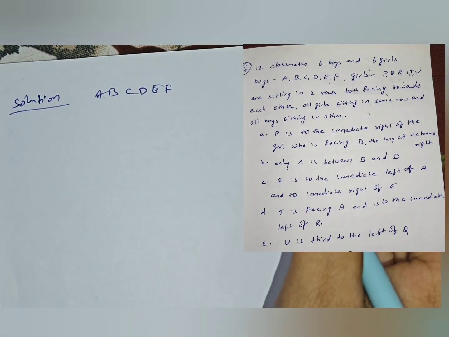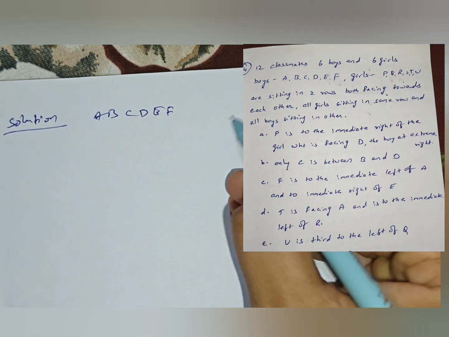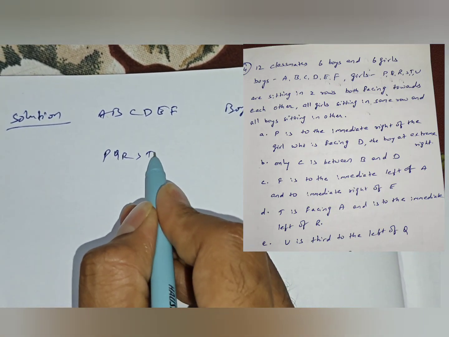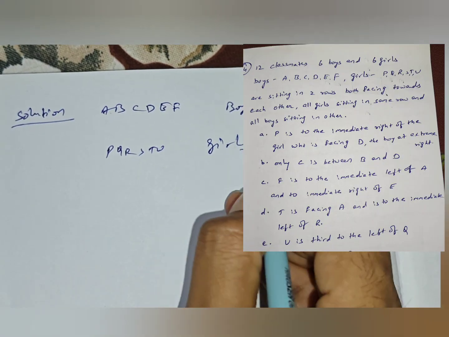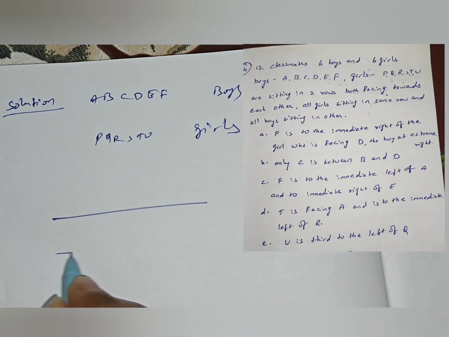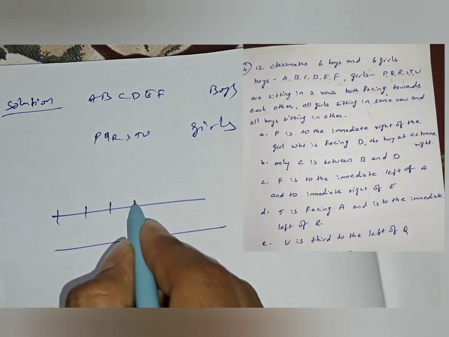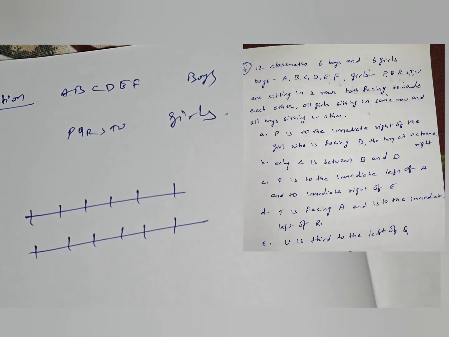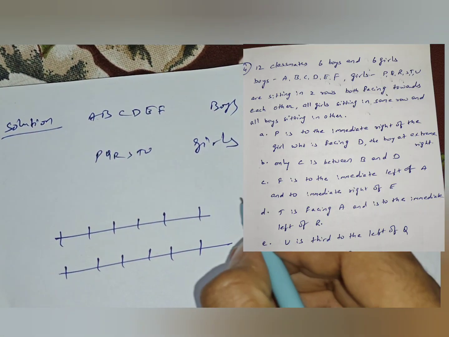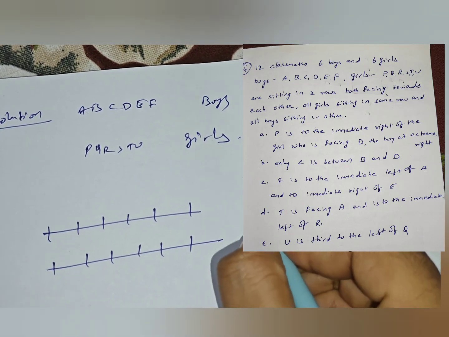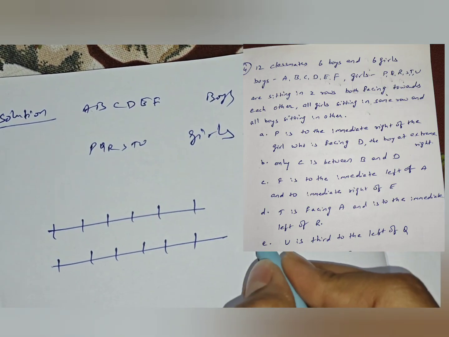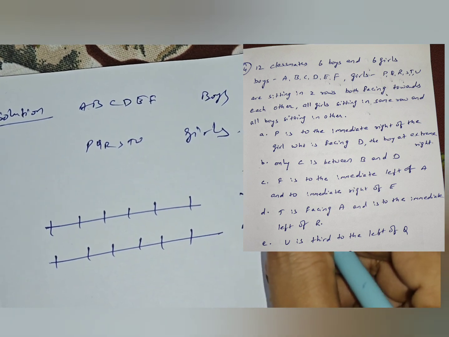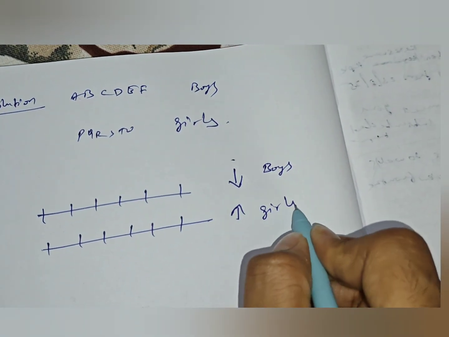Now, solution. A, B, C, D, E, F are boys. P, Q, R, S, T, U are girls. And let us draw the arrangement lines, 1, 2, 3, 4, 5, 6. Now both are facing towards each other. So these people are facing towards this side and these people are facing towards this side. And let us assume these are boys and these are girls.